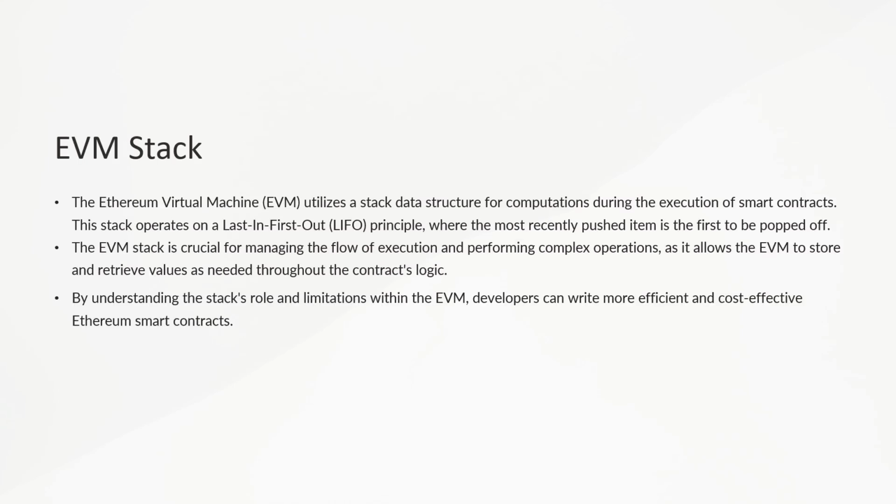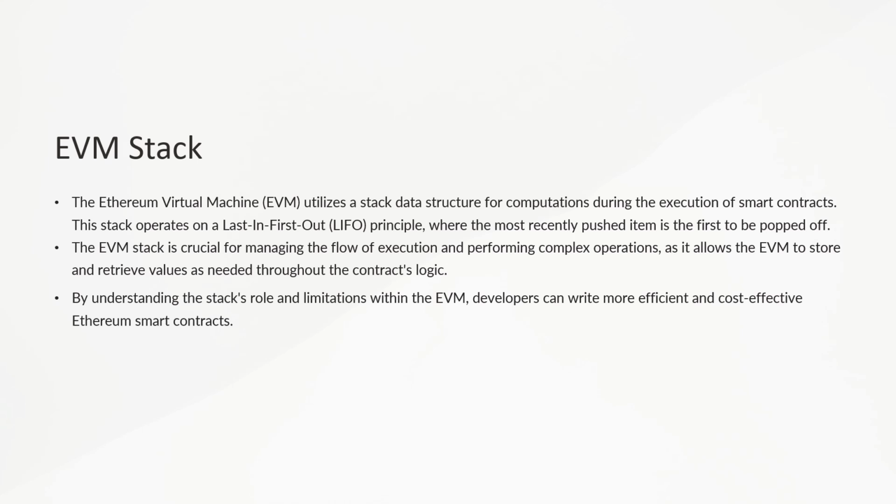Secondly, the EVM stack. The EVM utilizes a stack data structure for intermediate computations during execution of smart contracts. The stack operates on the last in, first out principle, where the most recently pushed item is the first to be popped off. The EVM stack is crucial for managing the flow of execution and performing complex operations, as it allows the virtual machine to store and retrieve values as needed through the contract's logic.